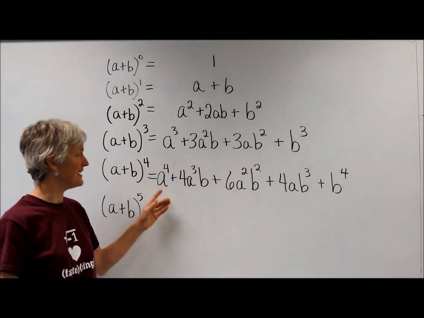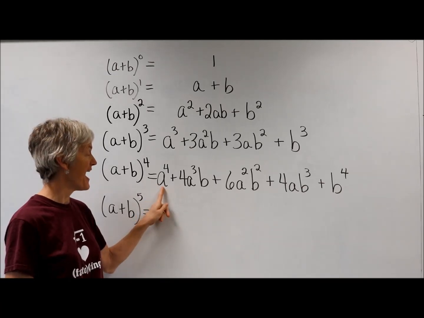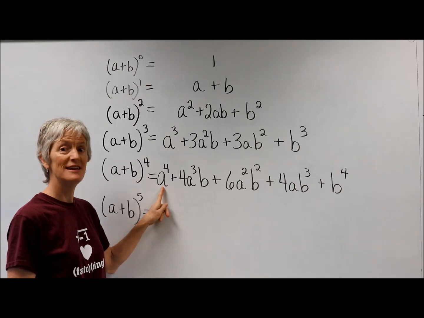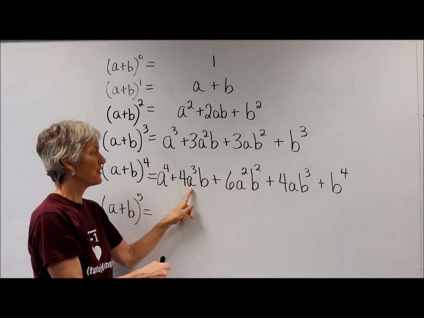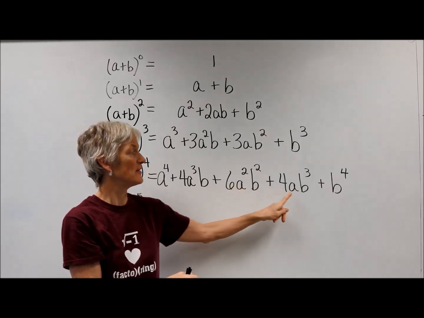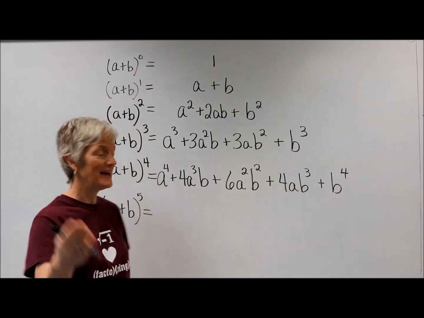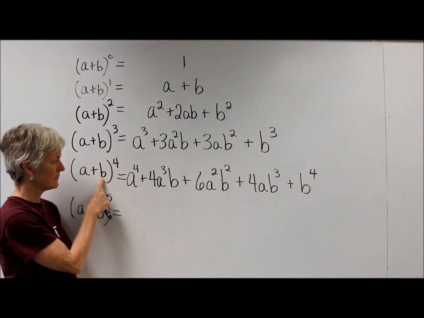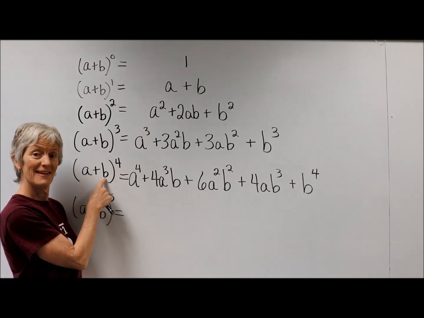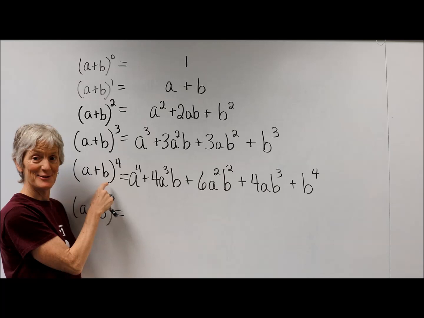Mr. Haas, what do you see? Well, the exponents on the first term are in descending order. So we have a to the 4th, and the 4 came from there. A to the 3rd, a squared, a to the 1st, a to the 0. Right. And the exponents on the second term seem to be in increasing, or ascending, order.